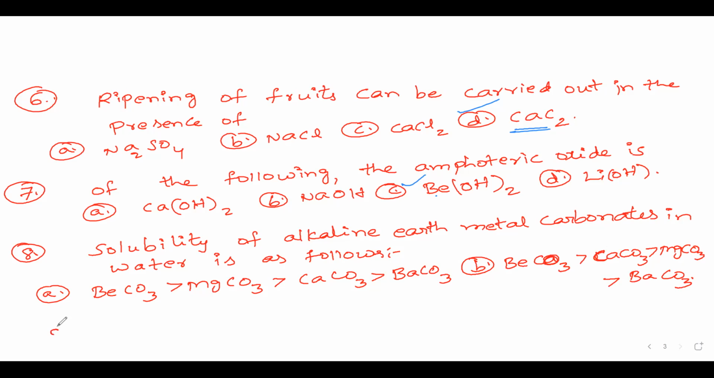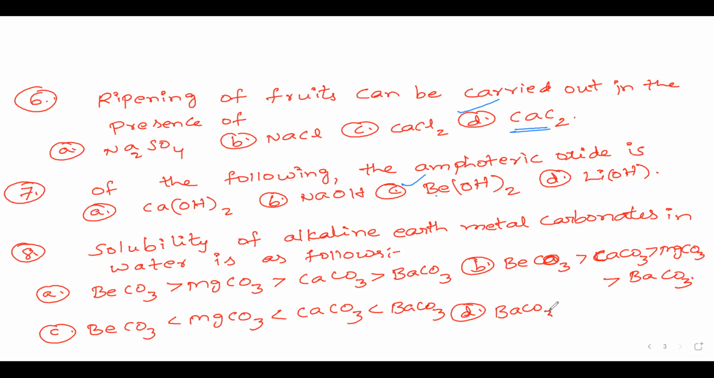Option C, beryllium carbonate less than magnesium carbonate less than calcium carbonate less than barium carbonate. And option D, barium carbonate less than beryllium carbonate less than magnesium carbonate less than calcium carbonate. So these are the four options we have.